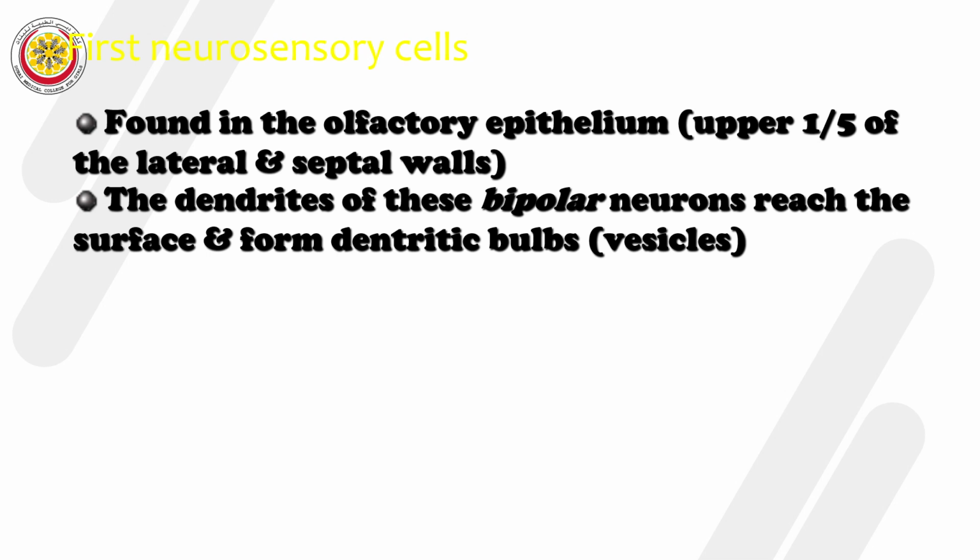Now, the first neurosensory cells, the receptor neurons, the first neuron of the olfactory system, are found in the olfactory epithelium. And the olfactory epithelium is found in the lateral wall, medial wall, and the roof of the upper part of the nasal cavity. Why do you think that's the case? Why up there and not on the walls, not on the floor?